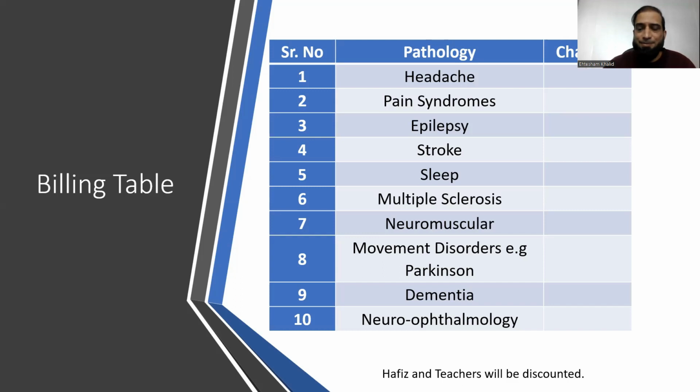But otherwise, for simple cases like headache, pain syndrome, epilepsy, stroke, I usually charge a lower amount. For patients who take longer, because in sleep patients, you have to do a sleep questionnaire. For multiple sclerosis, it takes much more detail. Same goes for neuromuscular and movement disorder cases like Parkinson's disease. In dementia, you may have to do the memory testing, which takes a good amount of time. And neuro-ophthalmology cases, because those are complex. So these patients are charged higher because they are complex, they take longer than usual.